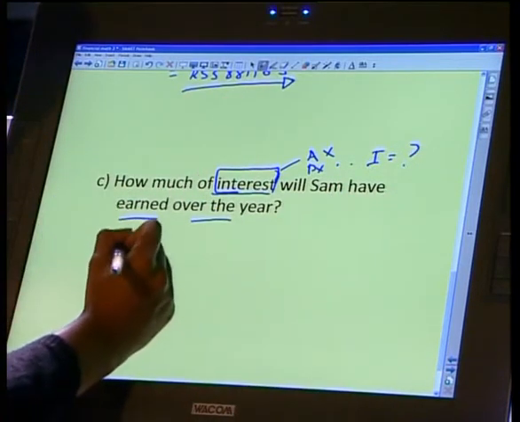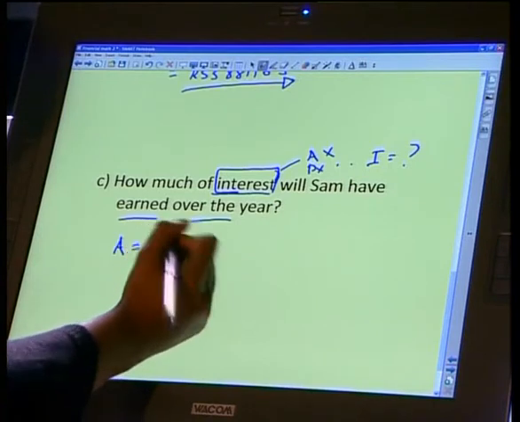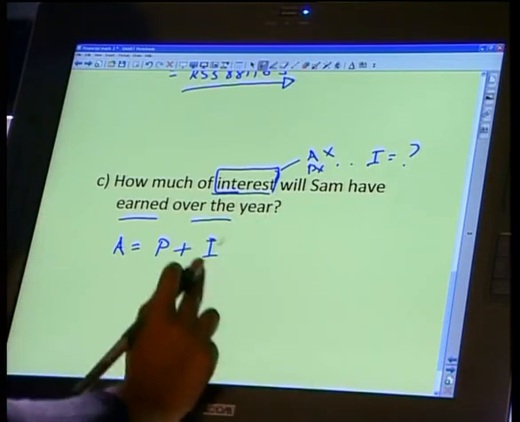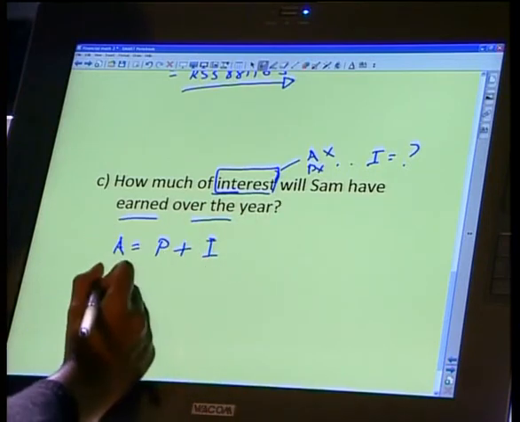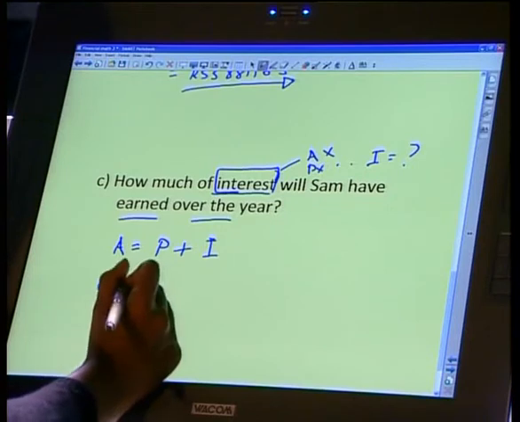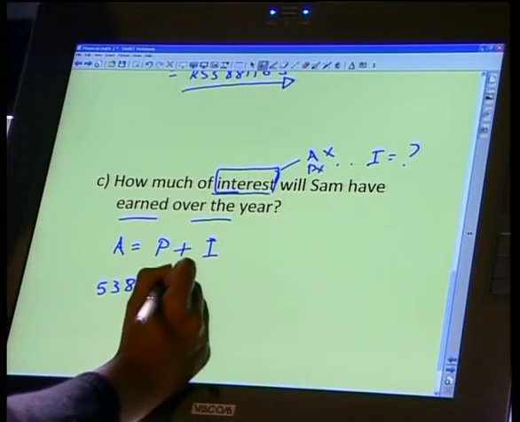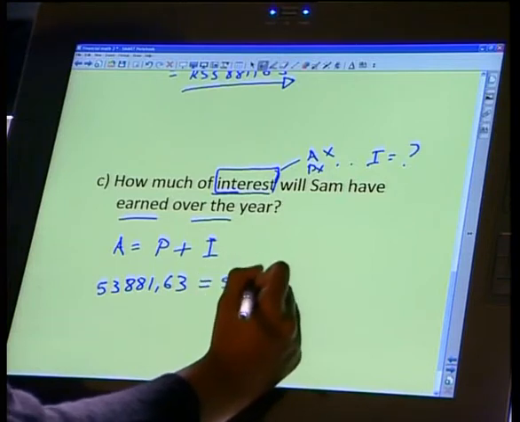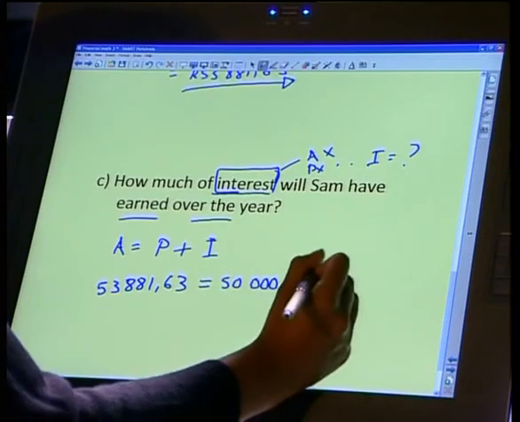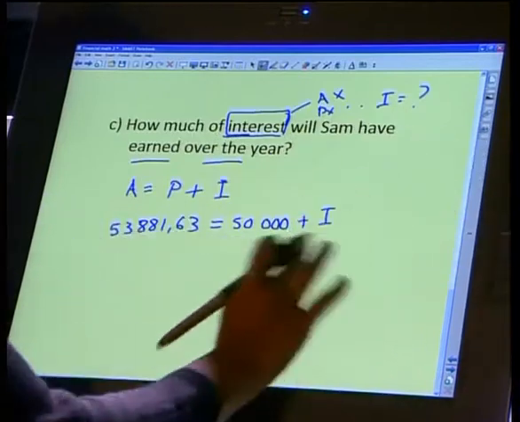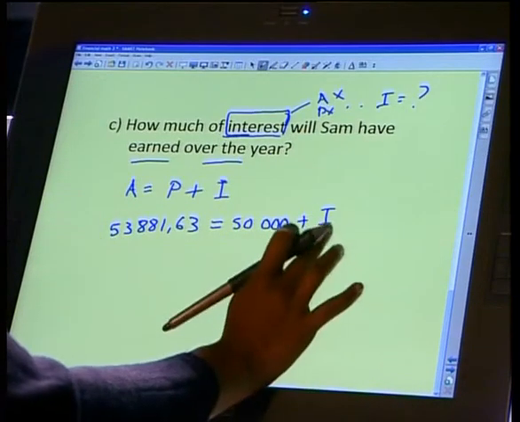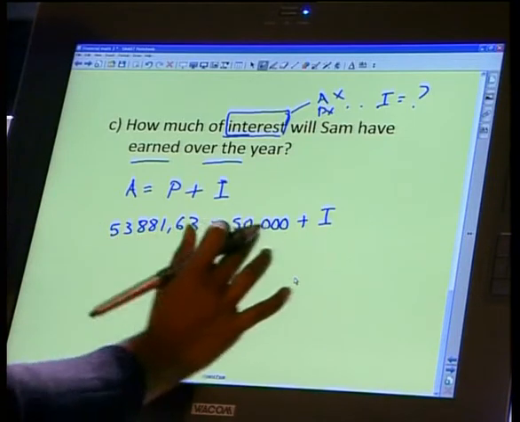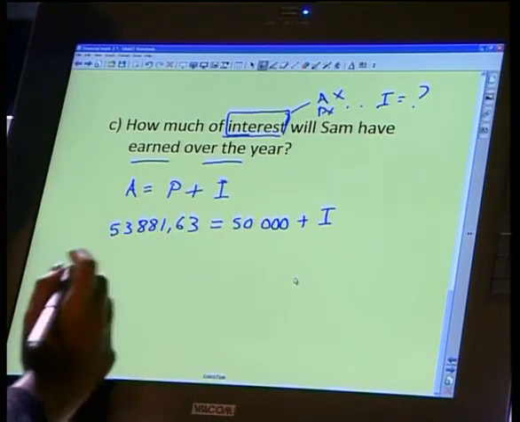Remember, the final amount is always made up of the original value plus all the interest that he's earned. Okay? So the final amount, 53,881.63, is equal to the original value of 50,000 Rand plus all of the interest that gets added up over that period. So if I would just like to know how much interest is in this final amount, I just need to subtract out the original amount.